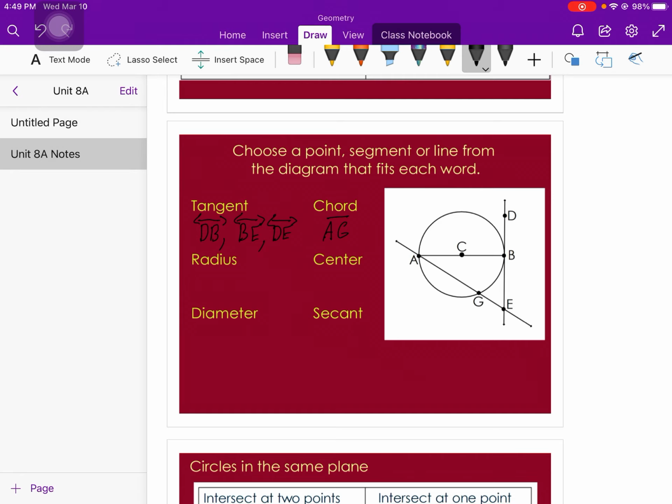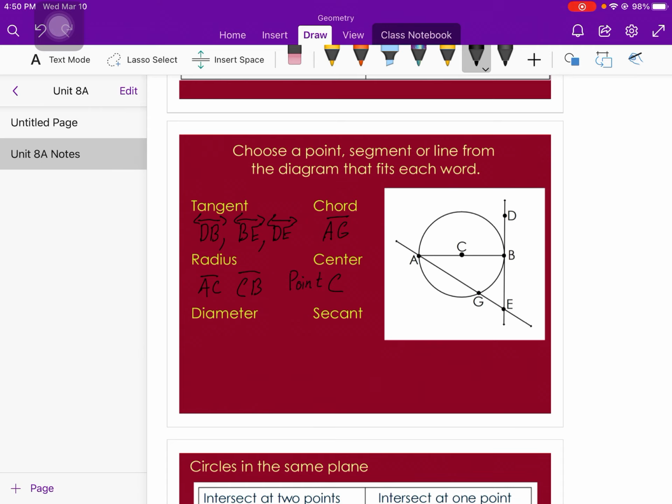The radius, we have two different options here. We could say A to C, from here to the center, or we could say from C to B, from here to here. Also, let me just point out from A to G, that one right there. The next one, the center, that's just a single point. That's center at point C.